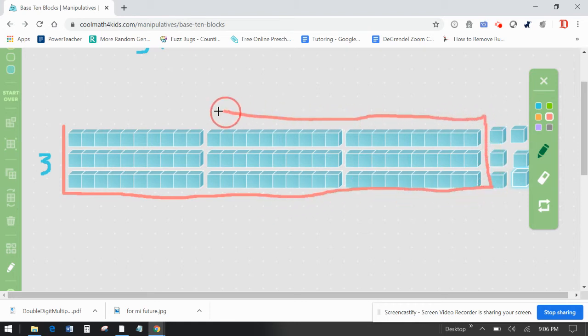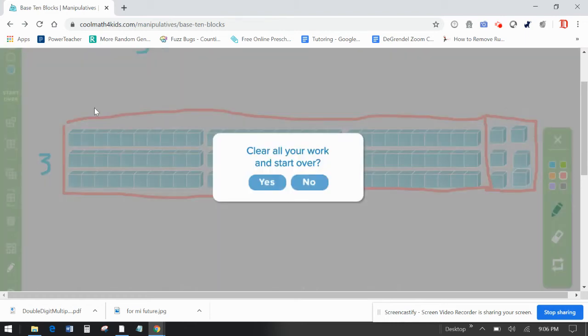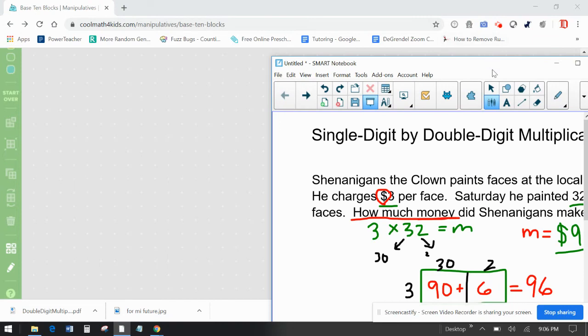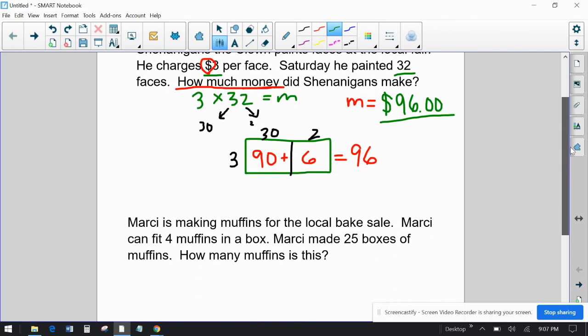This was our 30 by 3 in that first box. And then here's our 3 times 2 in the second box. So we counted up all these 10s. That's 90, and that's 6. Okay, so I'm going to start this screen over, and I'm going to go back to my problems here in this window. We'll just do one more problem. Let's take a look at this next one.